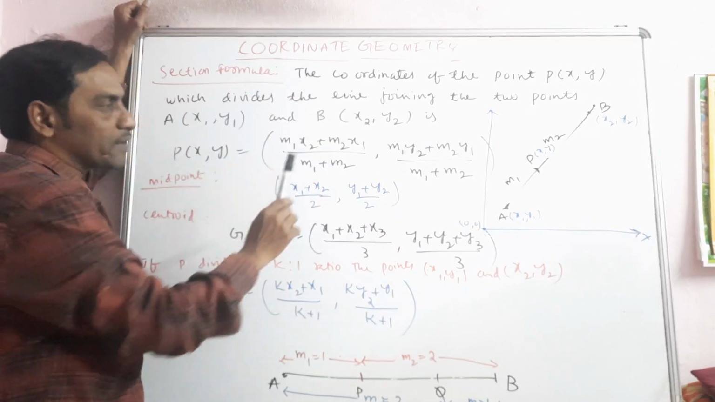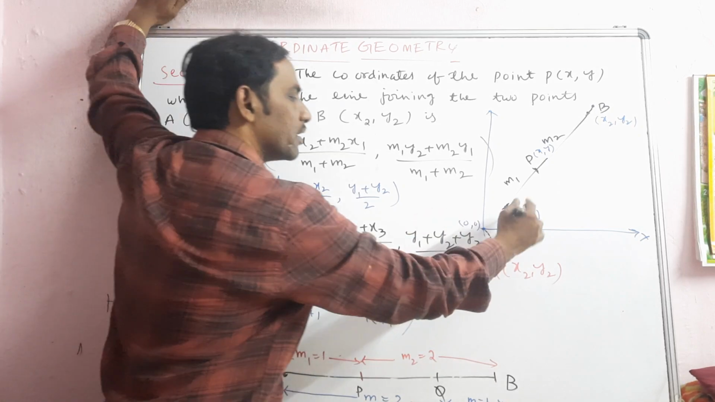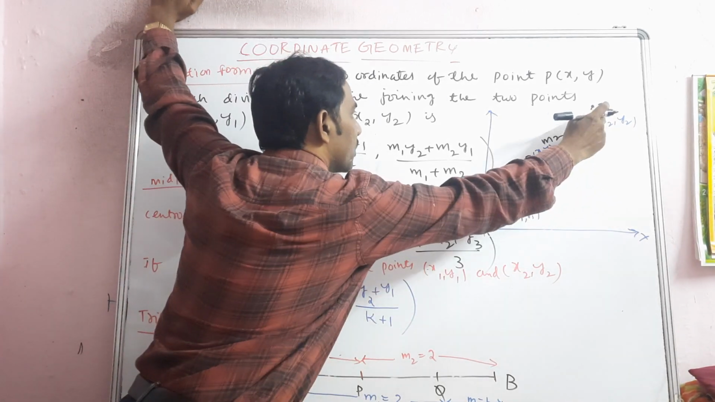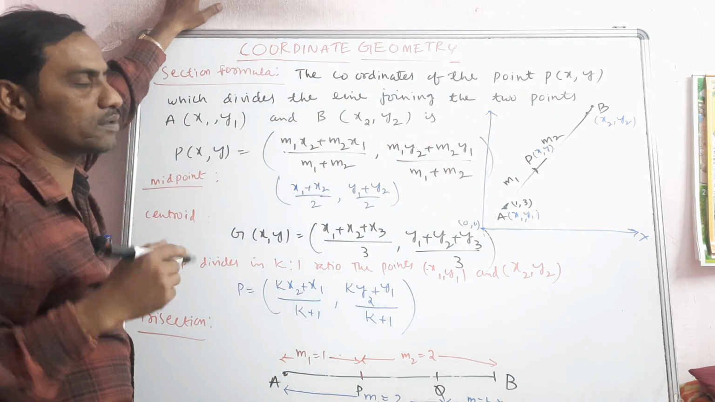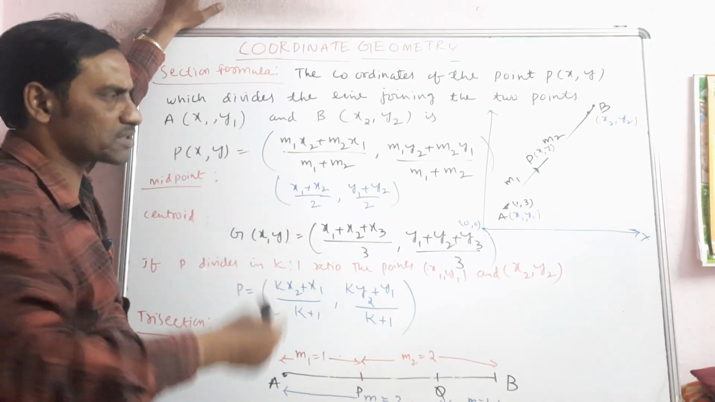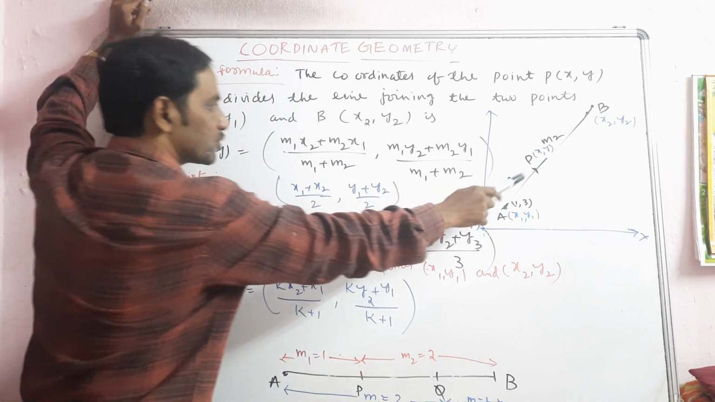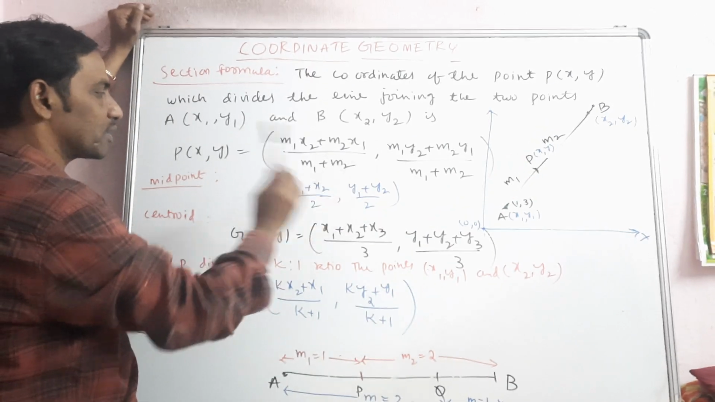If you substitute the values, for example A might be 1 comma 3, some numbers randomly, and B might be 7 comma 8, and the ratio might be 2:3 or 1:2 or 3:4, whatever it is, you have to substitute, and you will get the point.